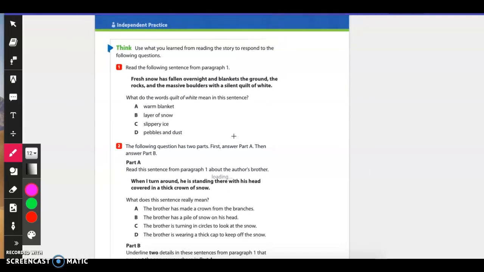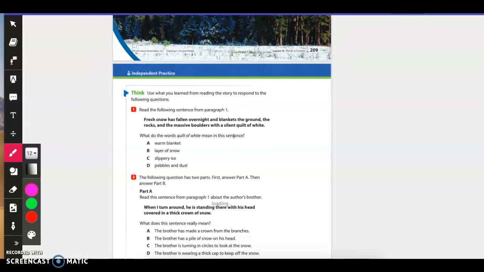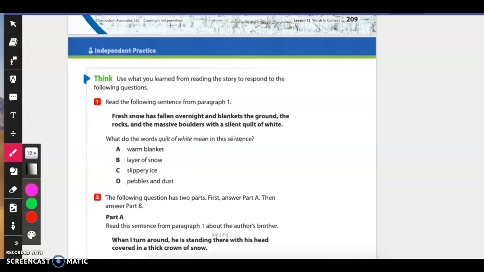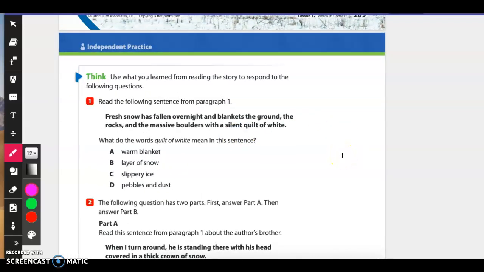Okay, on page, whoops, did not mean to do that. There we go. On page 210, we'll see, 211, we will see that we have some questions to go over. So the think portion says to read this sentence from paragraph 1. What do the words quilt of white mean in this sentence? Think carefully as you read.